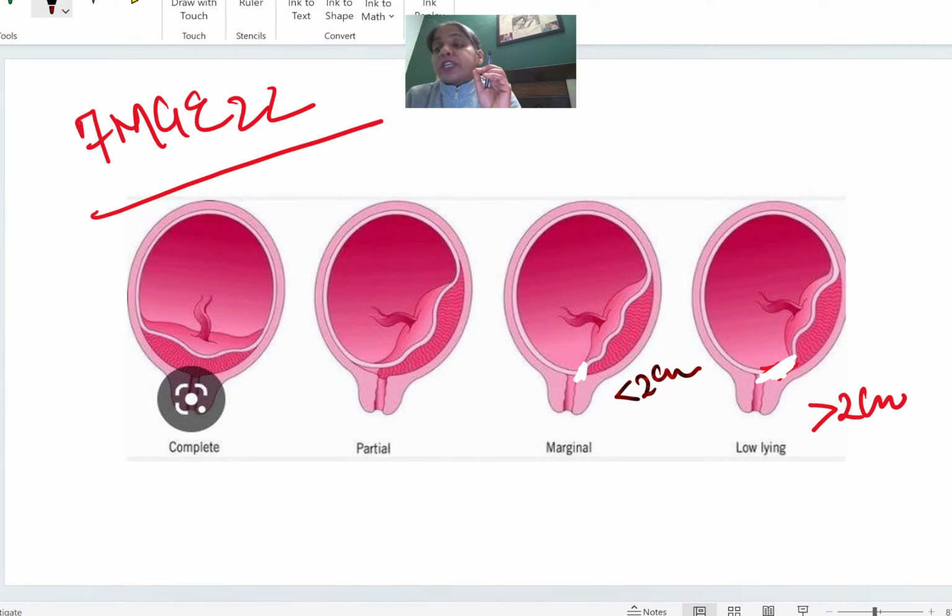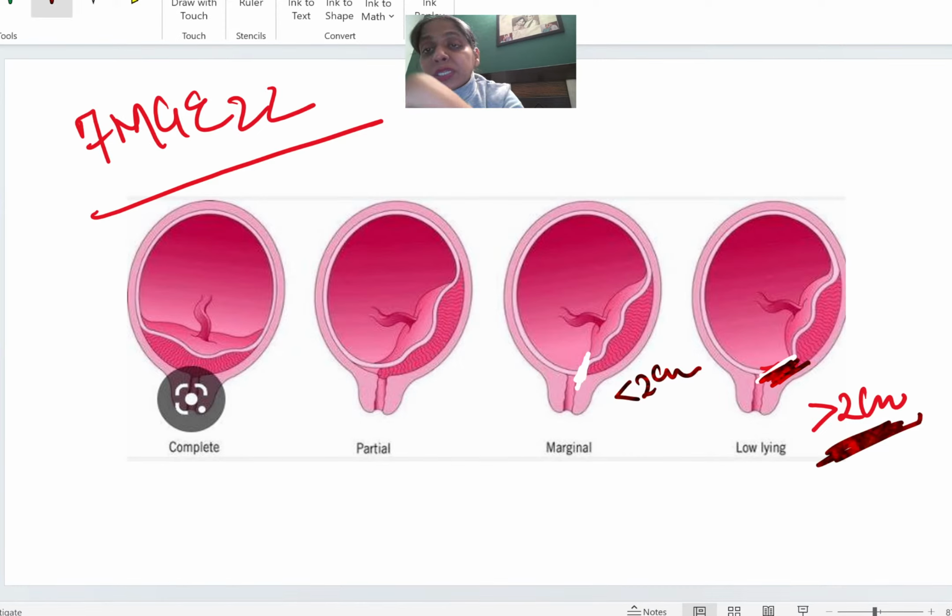Very, very important images. This is low lying. Low lying is more than 2 centimeter away from the os. And what is marginal? Not covering the os, but touching the margin of the os. What is partial? Partial means covering the os partially, and complete means completely covering.